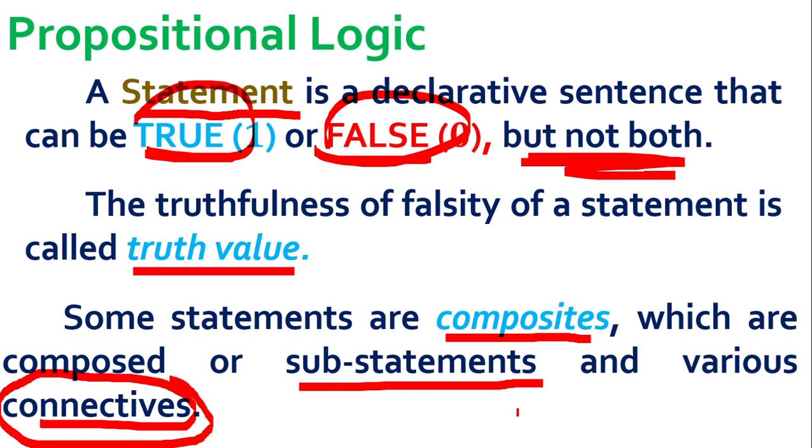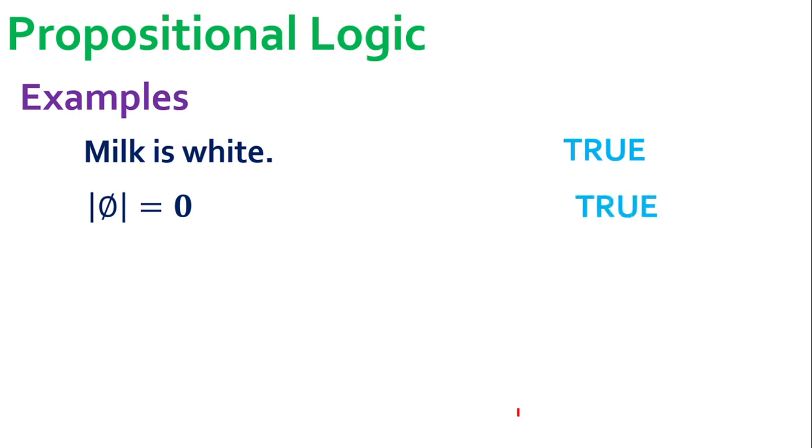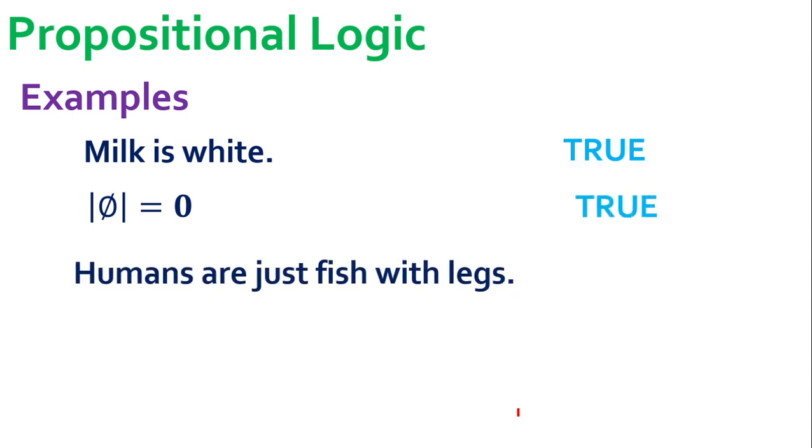Okay. So, ano ba yung mga yon? So, check natin. So, we have example. For example, milk is white. So, alam natin na yung milk ay puti or white. So, ito ay true. Pero pag chocolate milk, alam natin na hindi yun kulay puti, di ba? And then, so, absolute value of the empty set, 0. Alam din natin to ay true. Diba? So, humans are just fish with legs. Alam natin to na walang katotohanan. So, this is false. So, next.